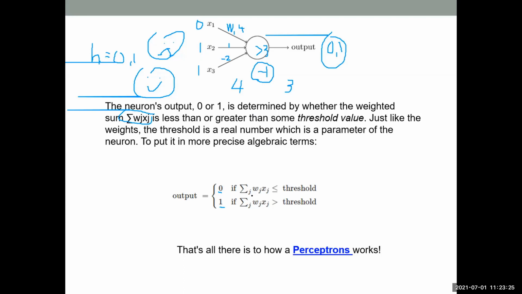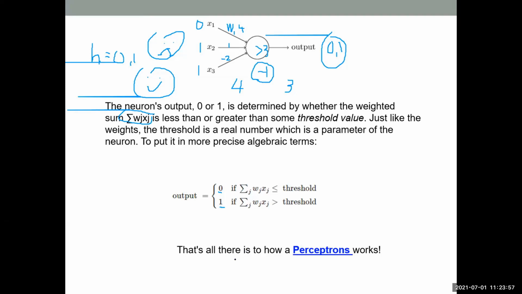That's what this says. We do the x times the w, the x times the w, the x times the w, and we add them up. So if that's less than the threshold, we'll output a 0 here. If it's greater than the threshold, we'll output a 1. Okay, is this clear to everyone?